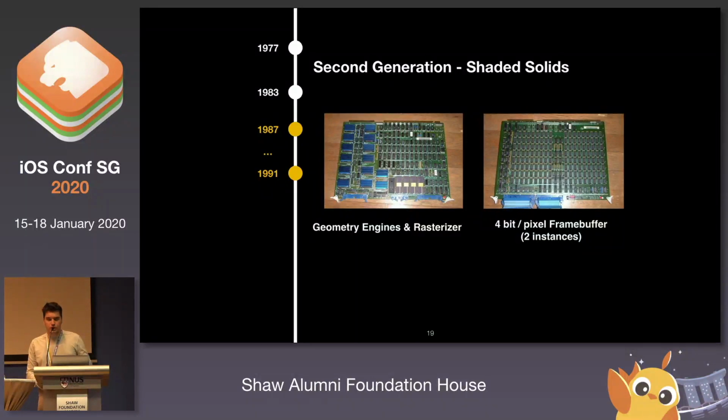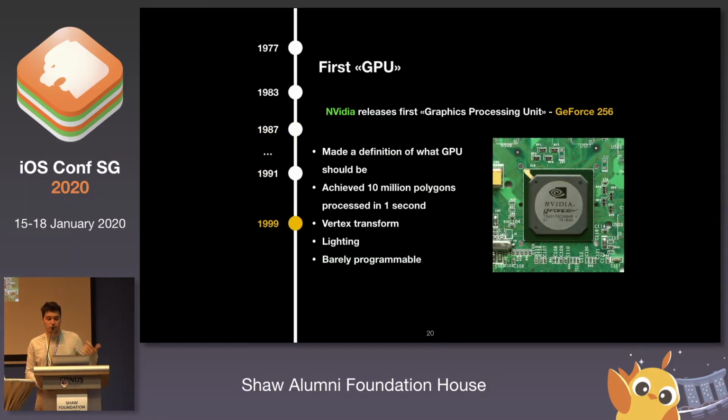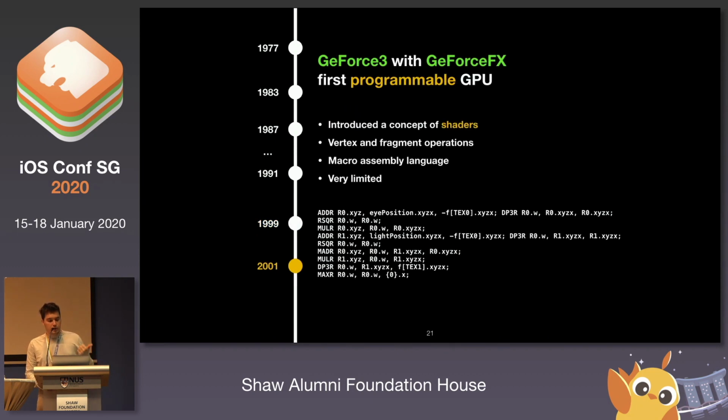And the first GPU, as we know it, was only released in 2001 by NVIDIA. It was called GeForce 256. It was barely programmable, but it was very fast, and it was the very first piece of hardware that you could buy and install on your PC to accelerate vertex graphics. Then they released GeForce FX and basically introduced the concept of shaders. We'll be covering it heavily today.